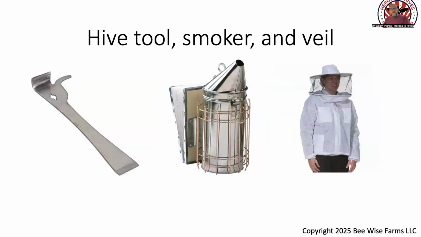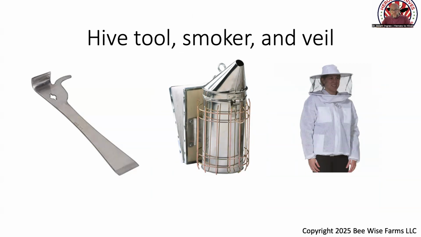When I started in beekeeping, my mentor nearly 20 years ago had a mantra: hive tool, smoker, and veil. Those are the three basic tools that you need to work with bees. Each one of these has its own function, and we're going to talk about those functions in the next few slides. But I want to impress upon you that these are the basic tools that you need to successfully keep bees and keep yourself protected.